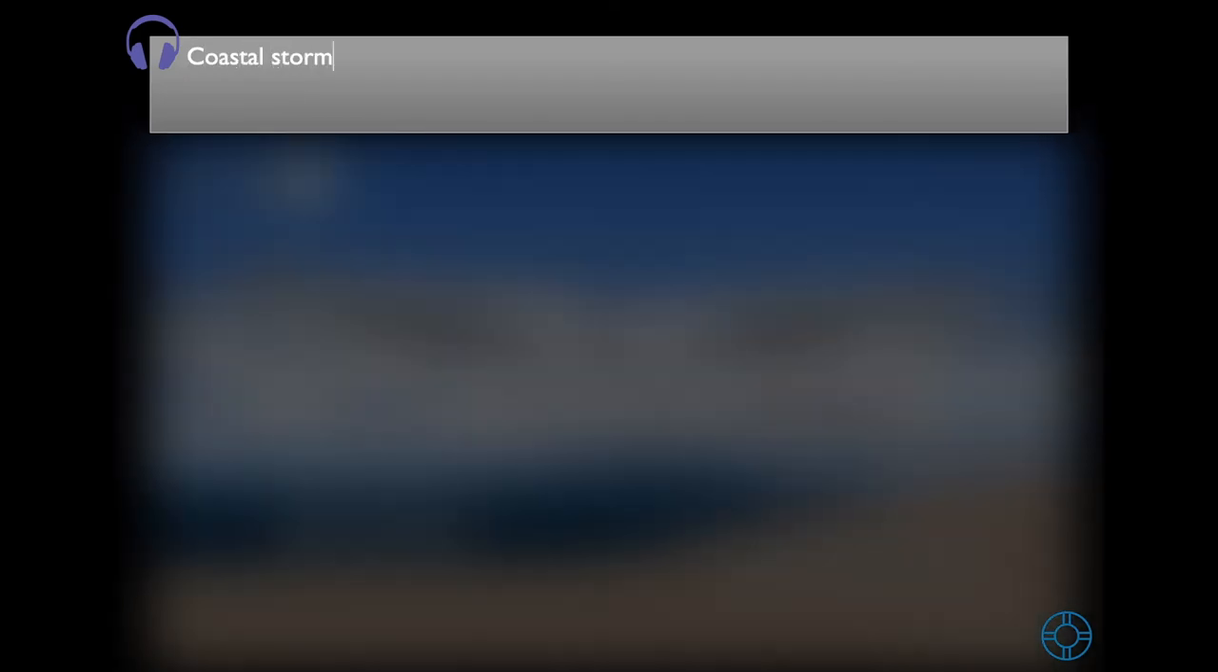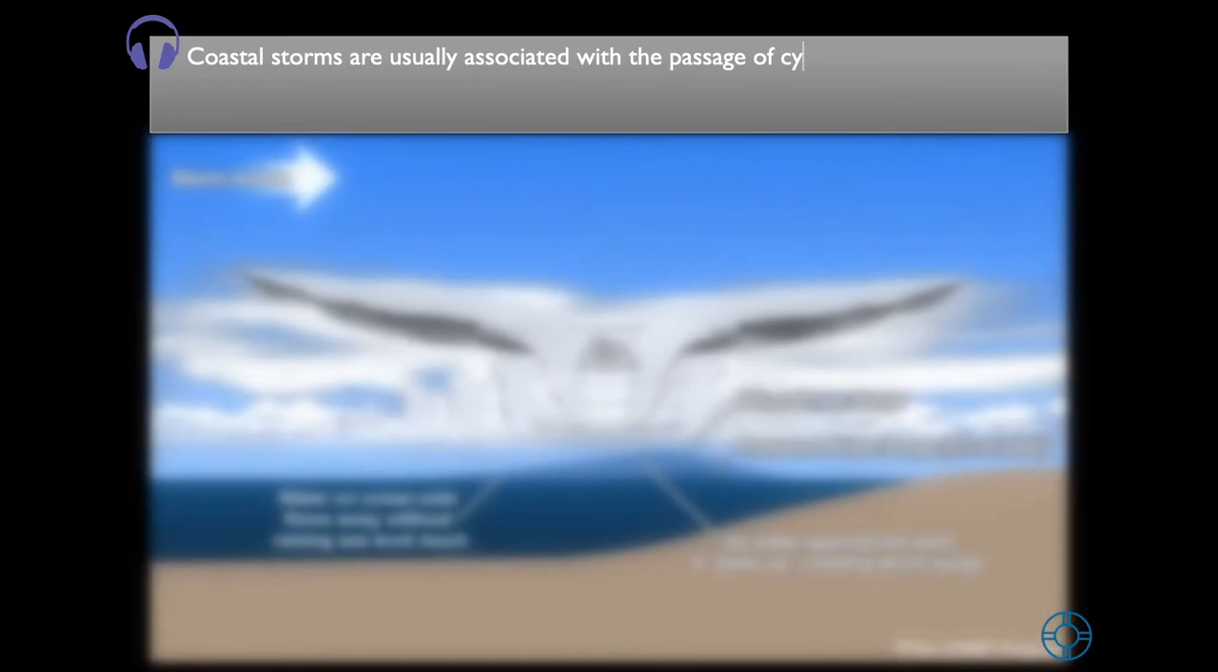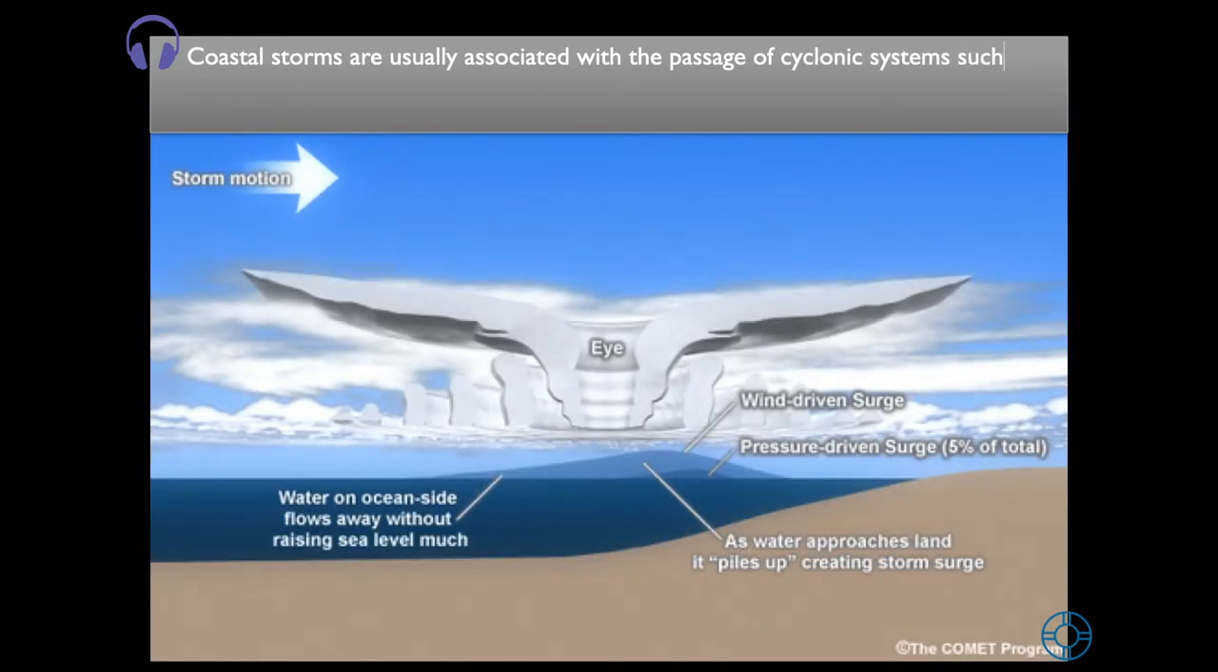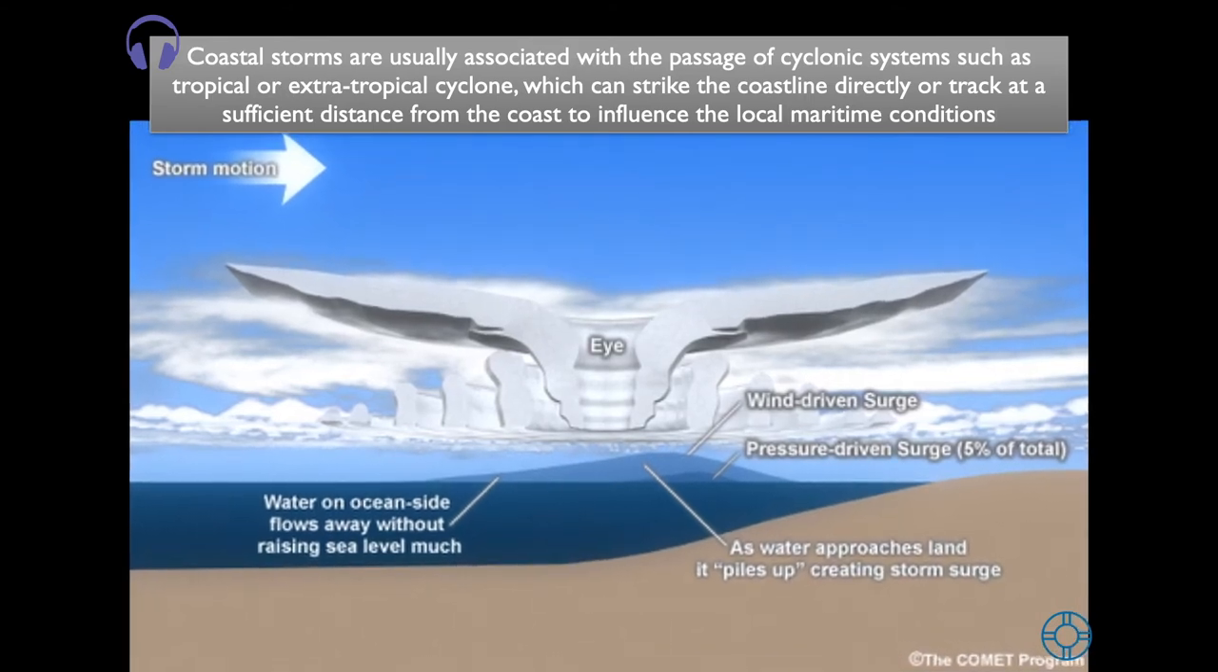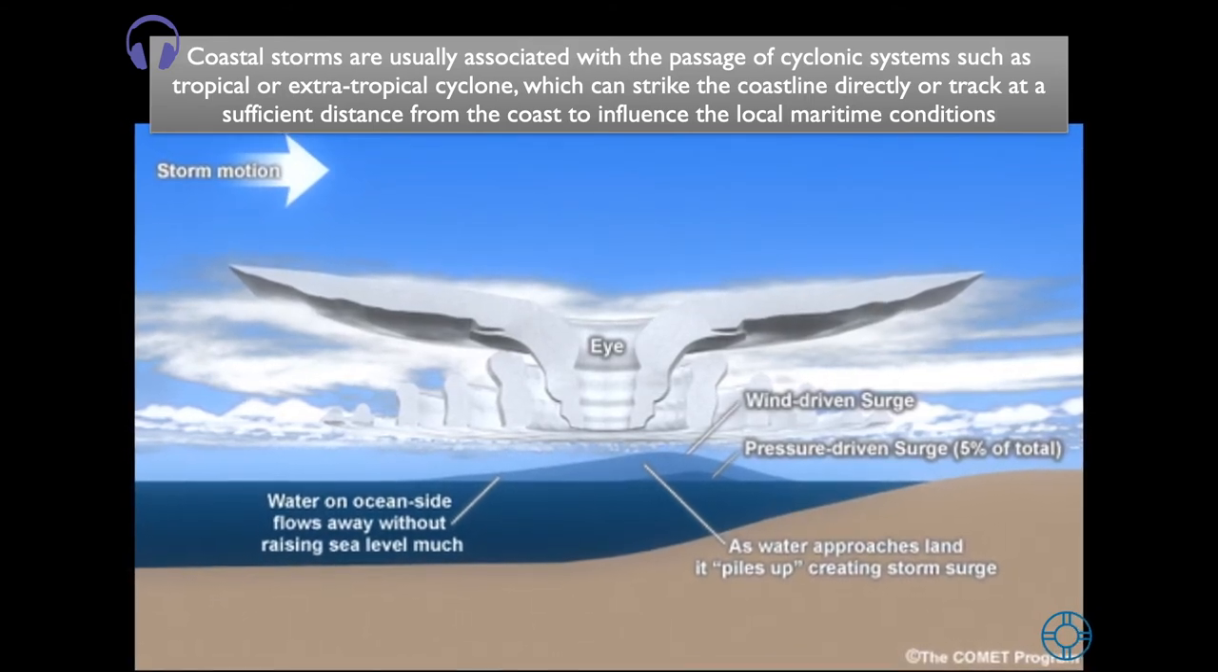Coastal storms are usually associated with the passage of cyclonic systems, such as tropical or extratropical cyclones, which can strike the coastline directly or track at a sufficient distance from the coast to influence the local maritime conditions. In this image, we see a storm moving towards the coast.